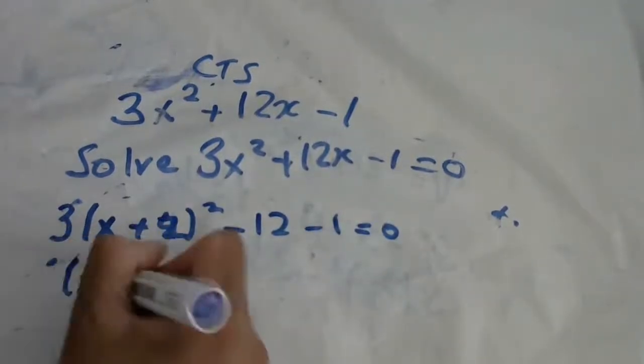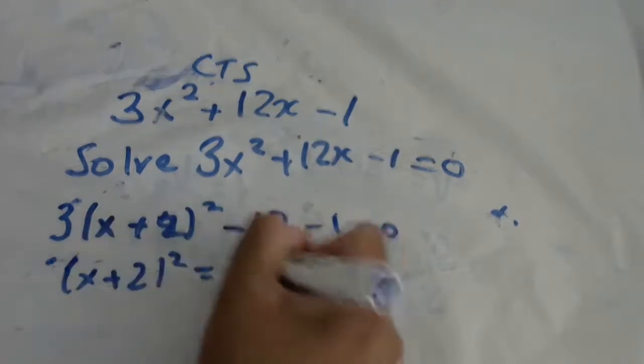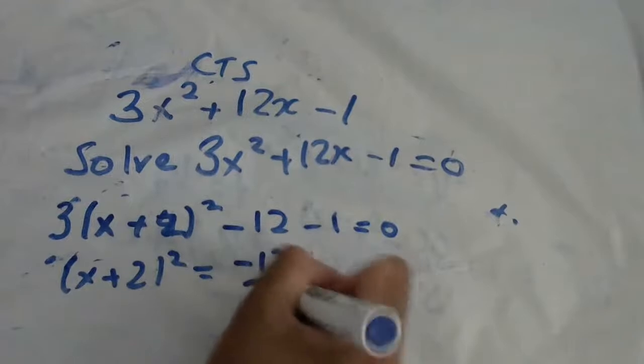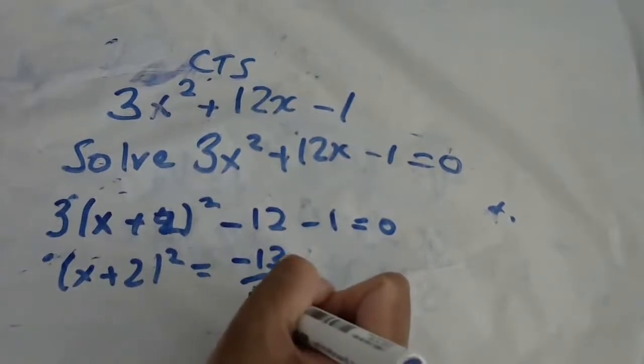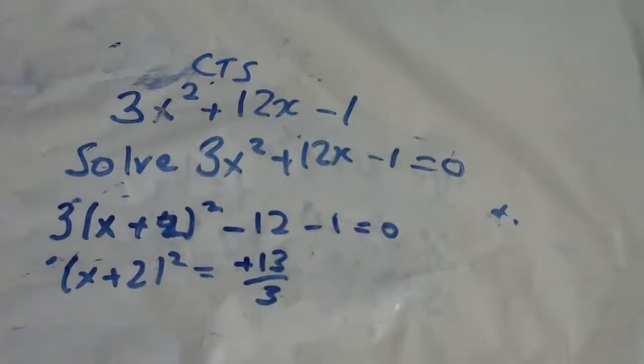So you've got x plus 2 all squared. It's going to go, what, 13 over 3, square rooted. So 13 over 3 is 4 and a bit. Root of that is going to be 2 and a bit. Yeah, I'm happy with that.